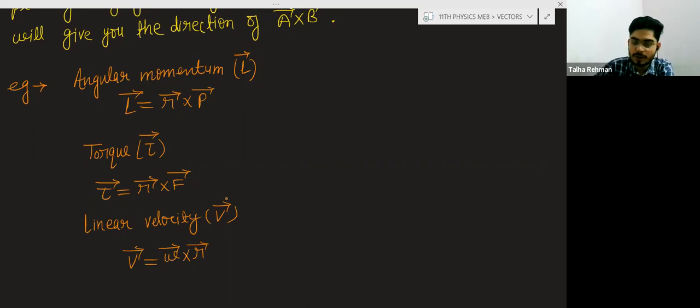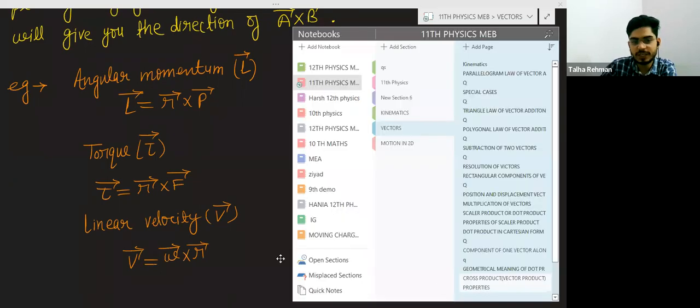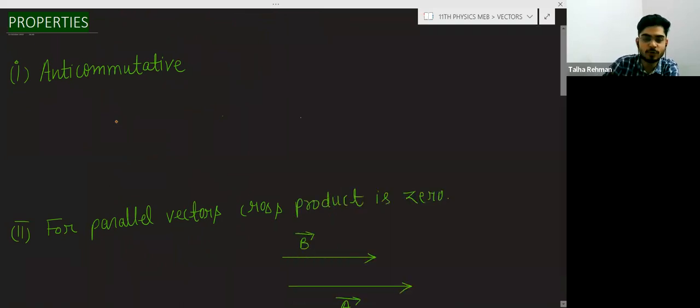Okay, so we now know what the cross product is, and we will see some of the properties. The first property is anti-commutative, not commutative. When you write A cross B, this is not equal to B cross A. This will be equal to minus of B cross A.